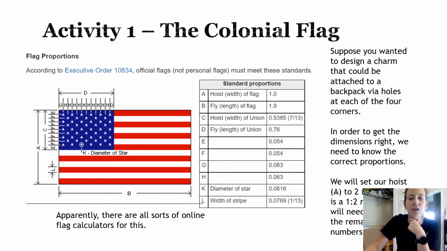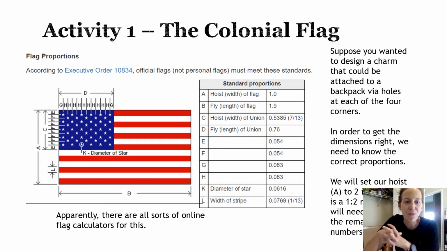So for the activity 1, I went and looked this up because I think it's important to try to get things as right as possible and to not eyeball it. Apparently there are all sorts of online flag calculators for this. I was surprised, that's not something I normally look up. So what we have there are the actual standard proportions for the American flag. And so you have the hoist and fly of both the flag and the Union.